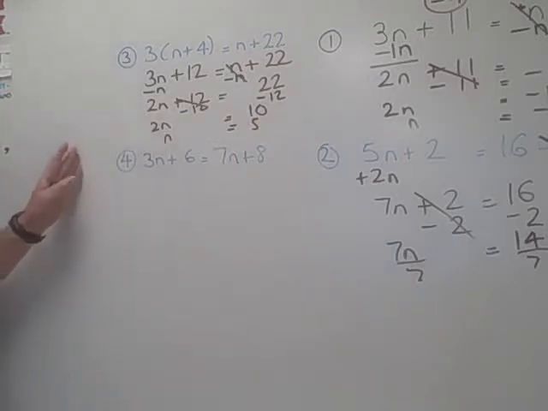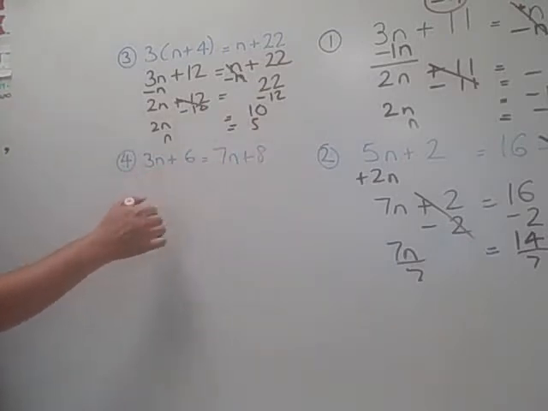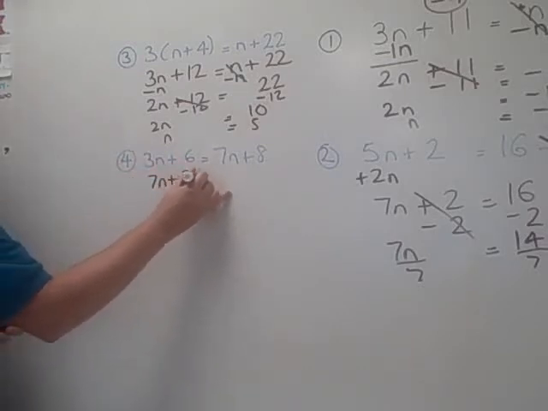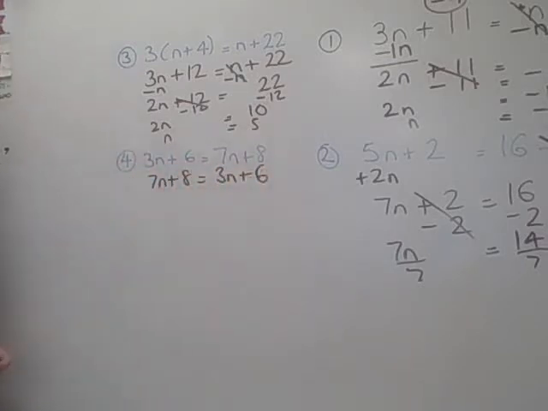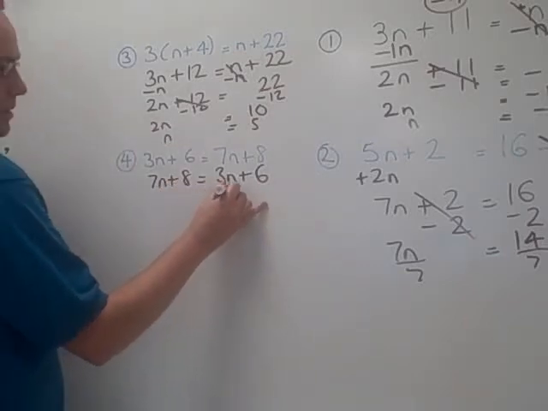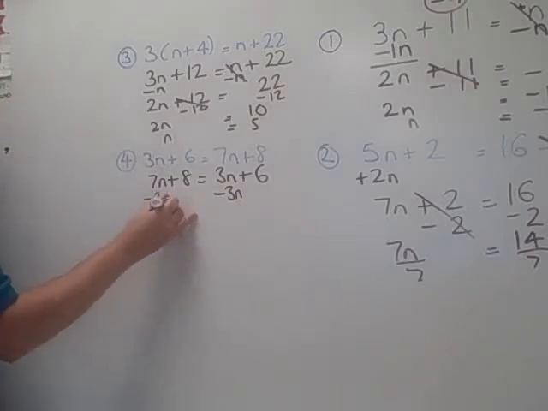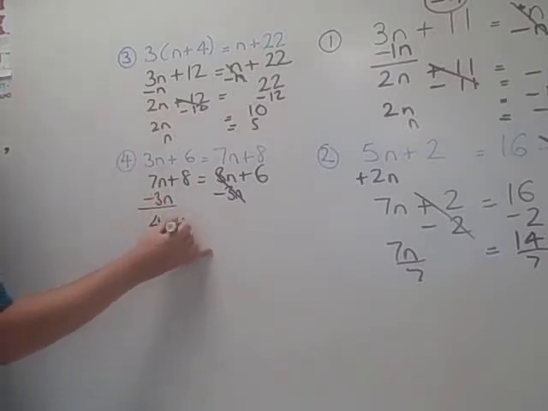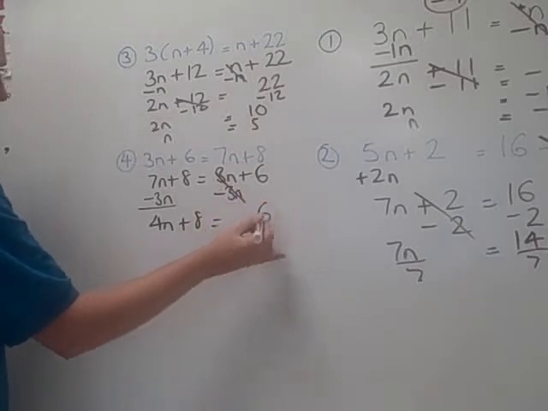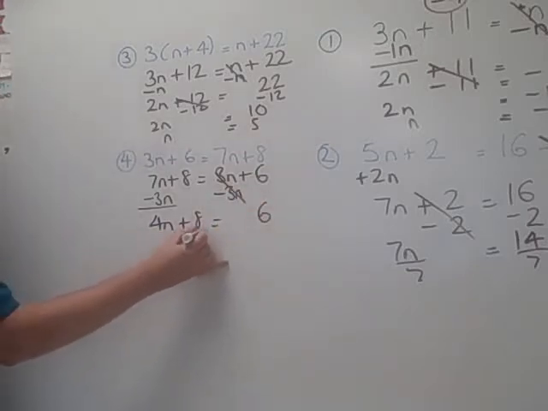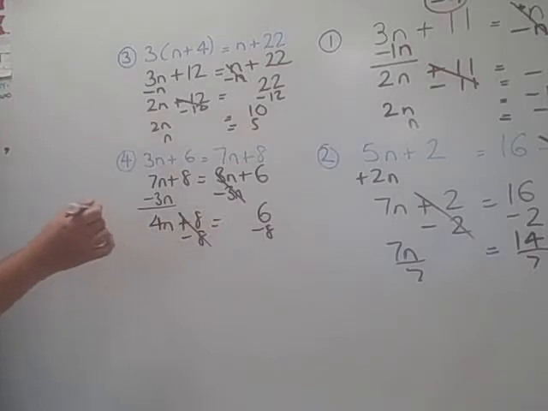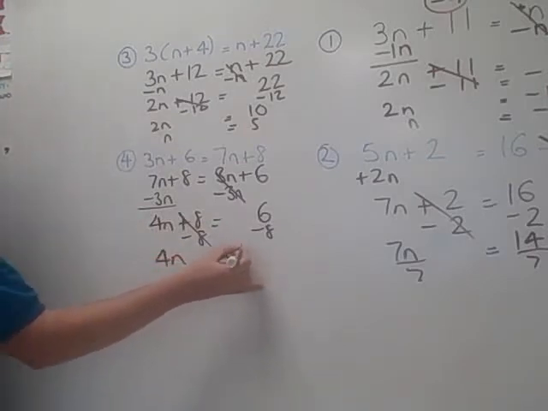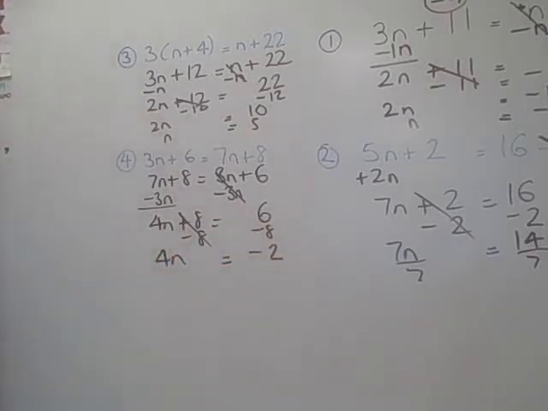Now on question 4, I have the bigger number of x's on the right-hand side, which I personally don't like, so I'm going to switch this over using the symmetric property. And then now I'm going to bring all my n's to the left-hand side. So I subtract 3n from both sides. That's going to cancel on the right-hand side, giving me 0n. 7n take away 3n is 4n. Positive 6 is just 6, so I can leave that like that. Subtract 8 from both sides, because 8 take away 8 is 0. 6 take away 8 is negative 2.